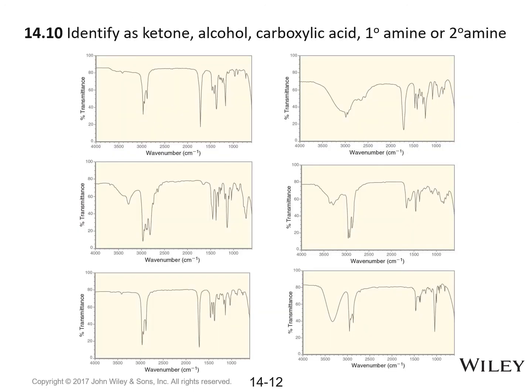All right, so now let's put it all together. We've learned several different functional groups and how to identify them. So in this problem, we're going to try to identify each of the spectra as a ketone, an alcohol, a carboxylic acid, a primary amine, or a secondary amine. So pause the video, give these a try in your notes. When you come back, I'll give you the answers.